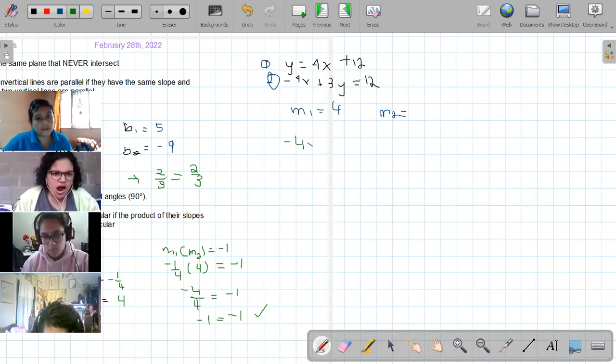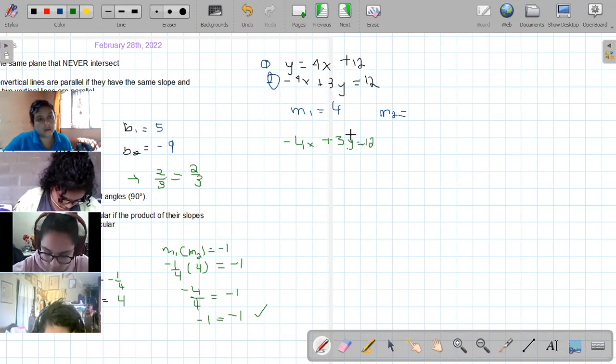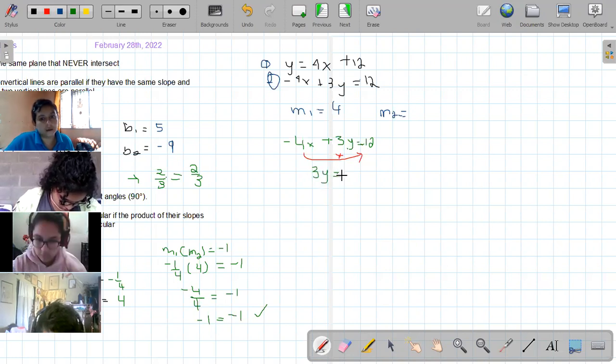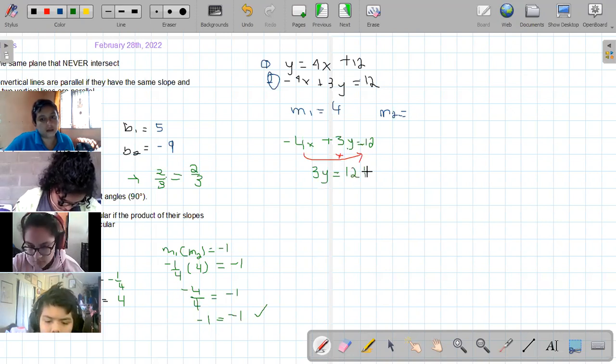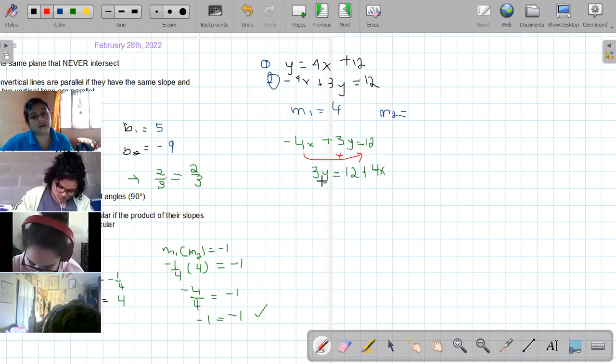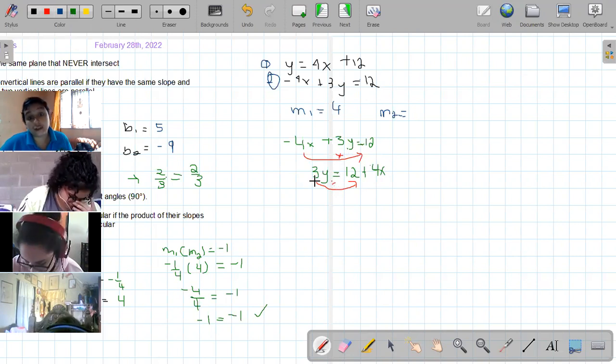So I have negative 4x plus 3y equals 12. And I'm going to transform it by leaving the y completely alone. So it means that this 4x goes to the other side, adding. So I have now 3y is equal to 12 plus 4x. Now I need to leave the 3 to the other side because I need to leave the y alone. And the 3 will go dividing, but it will go dividing term by term, okay? Because I need to simplify it to slope-intercept form.